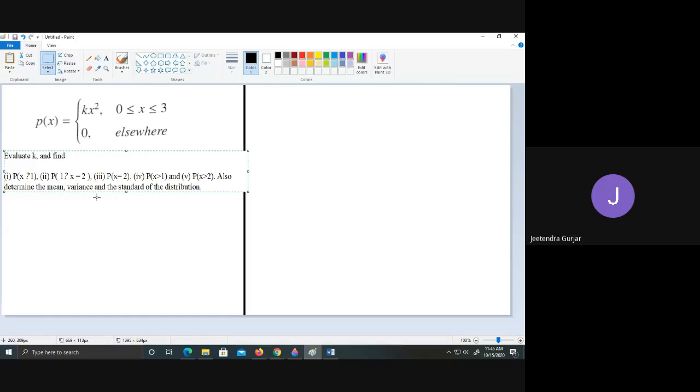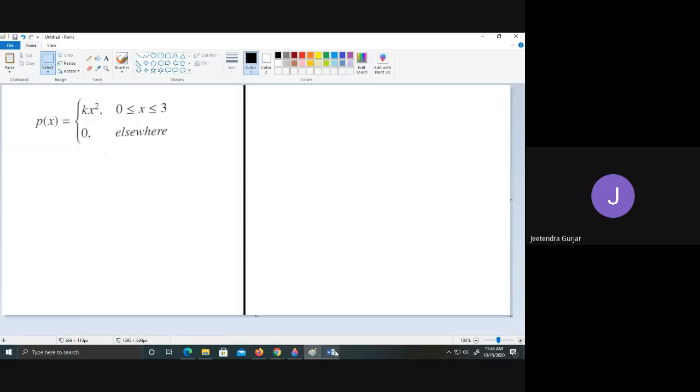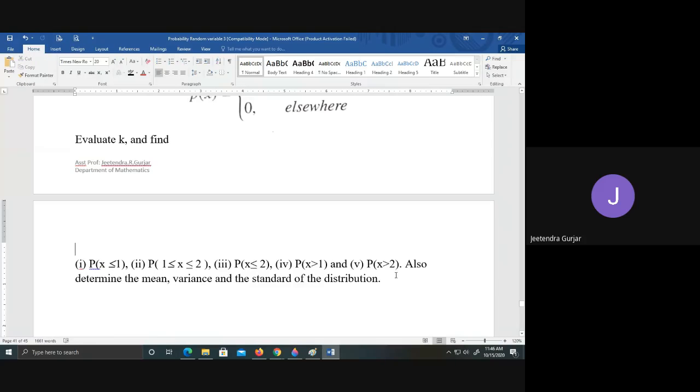Start calculating. You can write down these equations, as they are not displayed there. P of x less than or equal to 1, P of 1 less than or equal to x less than or equal to 2, P of x less than or equal to 2. Next one is P of x greater than 1, and last is P of x greater than 2. Also determine the mean, variance and standard deviation of the distribution.